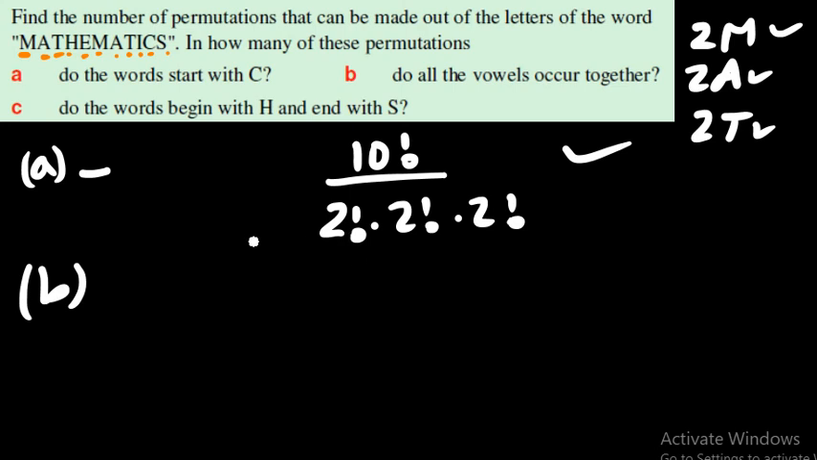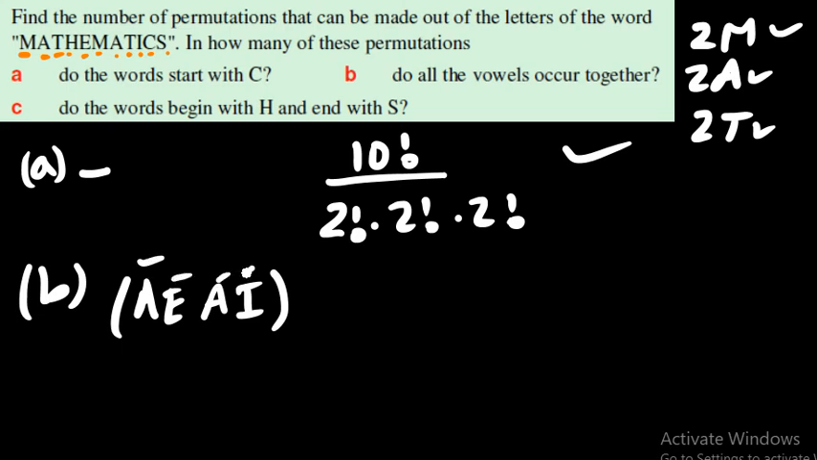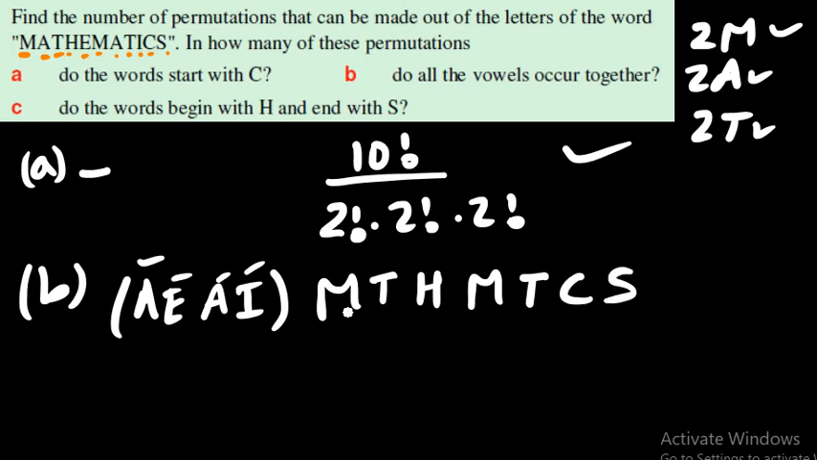And when you go to B, do all the vowels occur together? What are the vowels this time? The vowels are A, E, A, and I. We can consider them like one letter. From the 11, 1, 2, 3, 4. When you subtract 4, how many letters remain? It's going to be 7 letters. What are they? M, T, H, again M, T, C, and S. 1, 2, 3, 4, 5, 6, 7 letters. So this will be counted as 1 because all the vowels will be together. Means all the vowels, keep them together and count them as 1. Therefore, together we will have 8 letters.